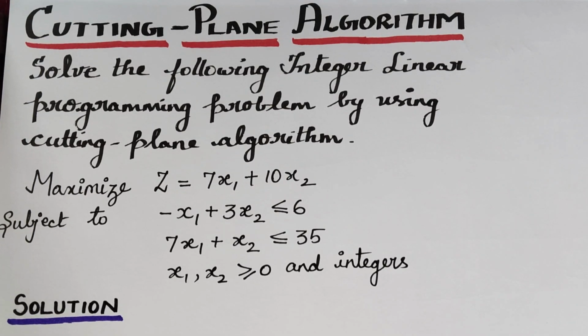Dear students, under the topic integer linear programming, here we are going to learn another algorithm which is known as the cutting plane algorithm. Already we have learned the branch and bound method in order to solve an integer linear programming problem. Now this cutting plane algorithm will also start at the continuous optimum linear programming solution. That is, for this given problem, first we have to find the optimum solution.